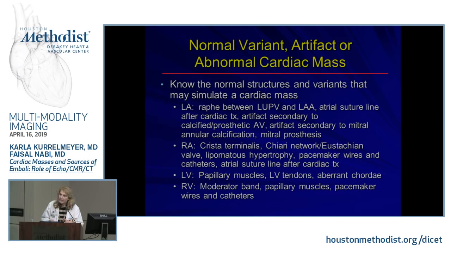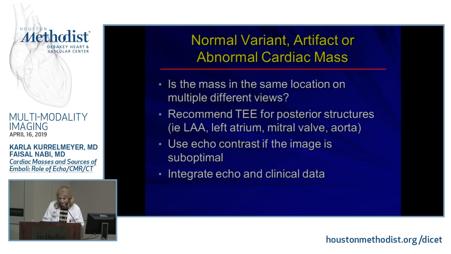In the LV, you have aberrant papillary muscles and tendons and chordae. If they're not in the usual positions, people may think that they're abnormal masses, but they're just variants. The same in the RV, specifically in people with pulmonary hypertension. The moderator band gets big, the papillary muscles get big, and sometimes those things are seen as masses when they're just normal variants for that patient. So basically, what questions should you ask when trying to determine, is this an artifact, is this an abnormal cardiac mass or a normal variant?